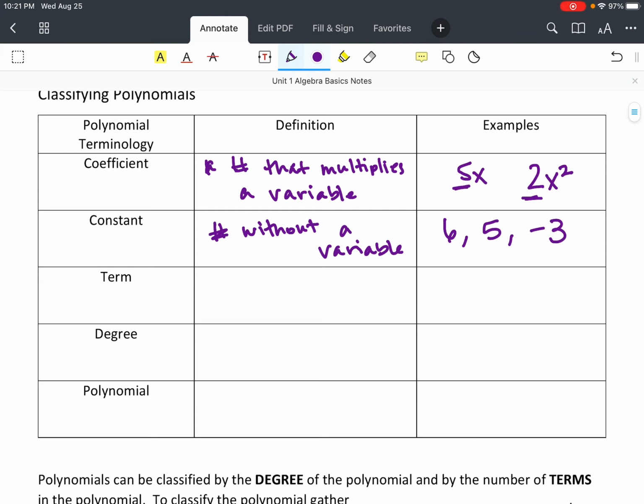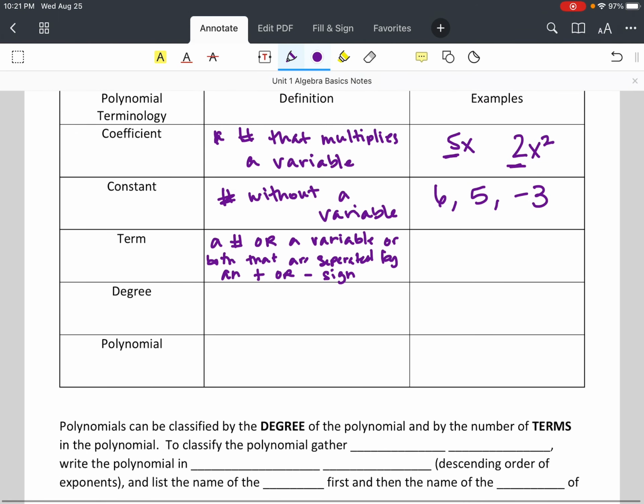A term is a number or a variable or both that are separated by an addition or subtraction sign. In the example of 7x minus 2, 7x and -2 are both terms.